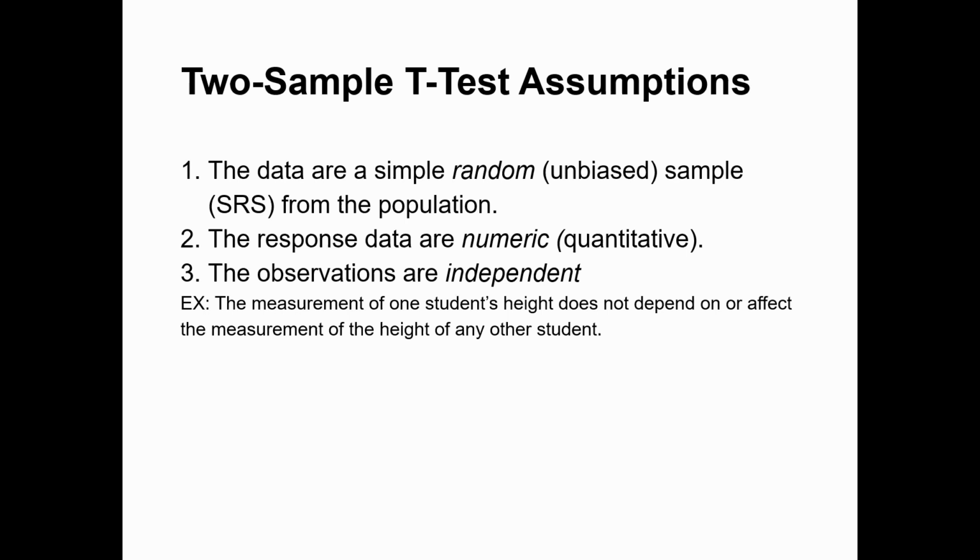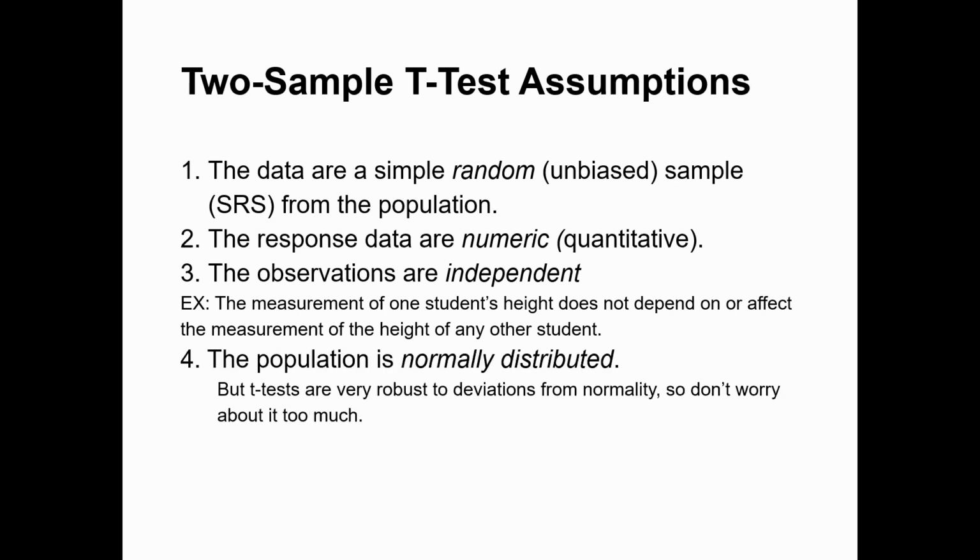The measurement of one student's height does not depend on or affect the measurement of the height of any other student, from our class example last week. And that the population is normally distributed. But lucky for us, t-tests are very robust to deviations from normality. So don't worry about it too much. We will look at it, we will check it, but the central limit theorem helps us out a lot, and we don't have to be too concerned if the data are not quite normal.